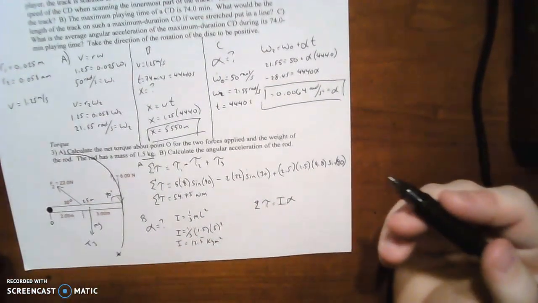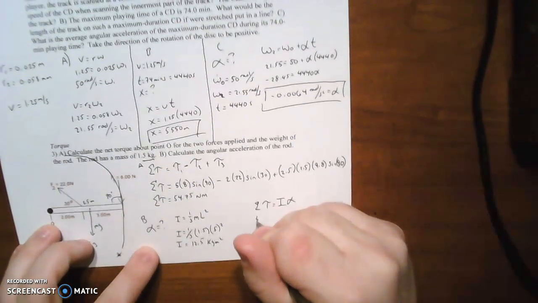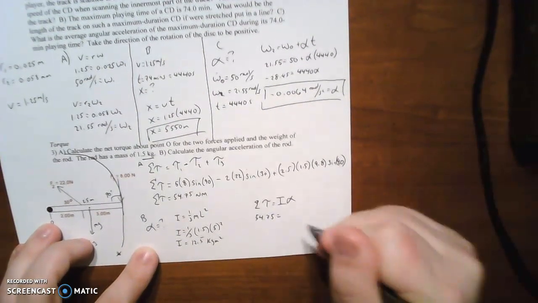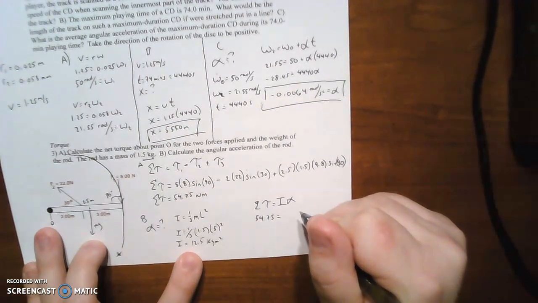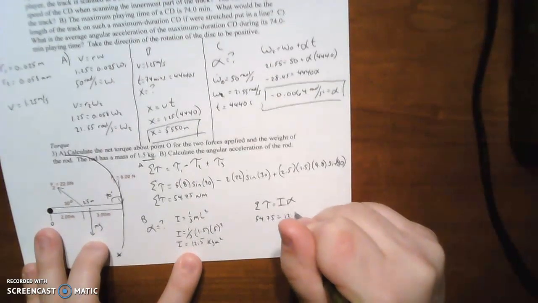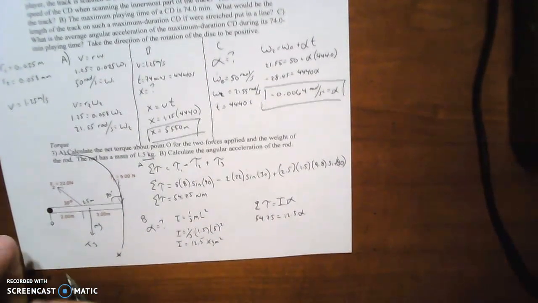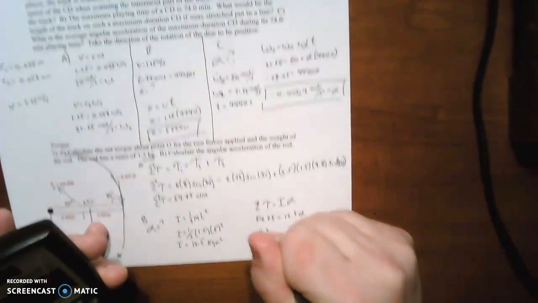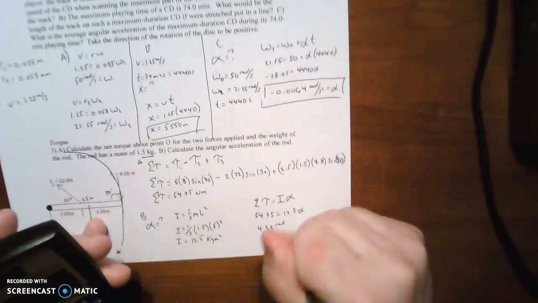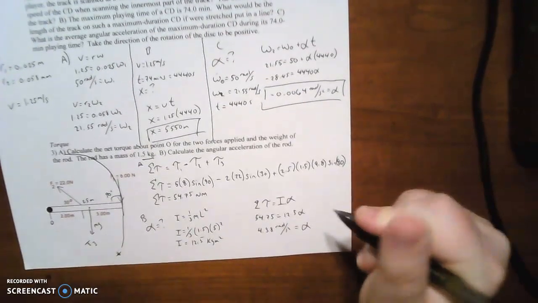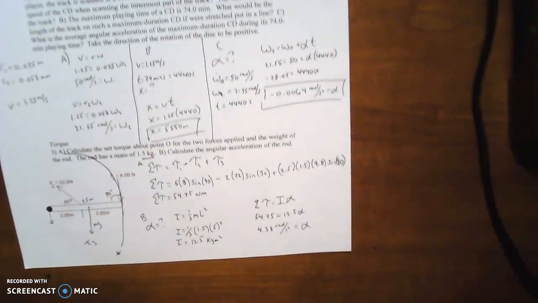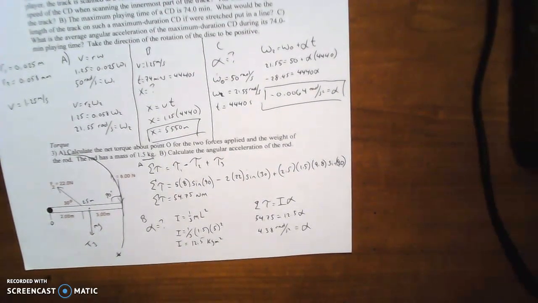Now that we have that, we're ready to go over here and solve. Plugging in, our net torque was 54.75, our moment of inertia is 12.5, and alpha is unknown. Dividing 54.75 by our moment of inertia should give us an angular acceleration of 4.38 radians per second squared. So this rod will swing down in the clockwise direction.